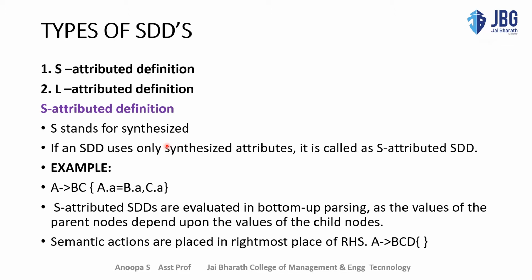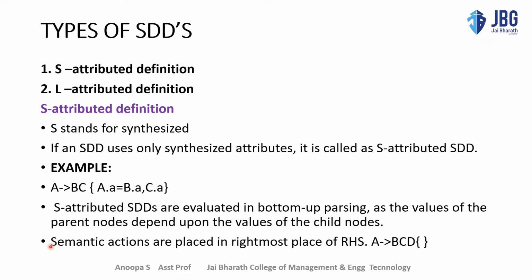Now here is an example, A giving BC. Here A.a = B.a, that is, this a got its value from its child B, or it can be from the child C. So this is an example of an S attributed definition. Now here they are evaluated in bottom up parsing. Why? Because after getting the value of the child node we get the value of its parent. So it will be evaluated in bottom up parsing.